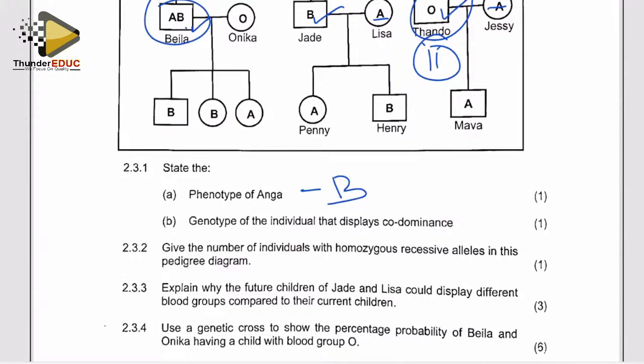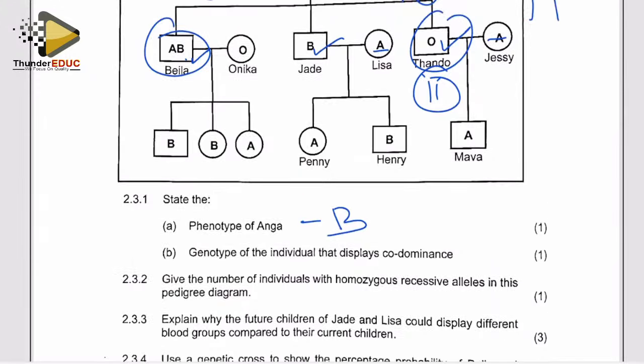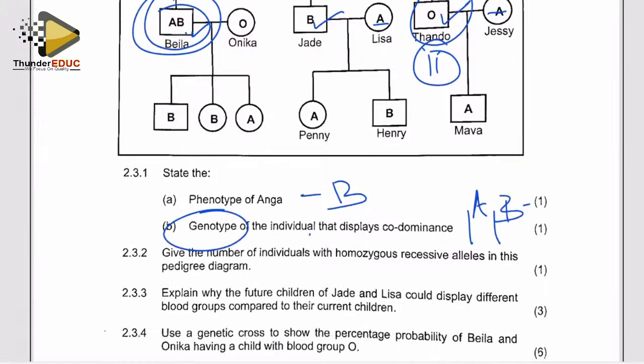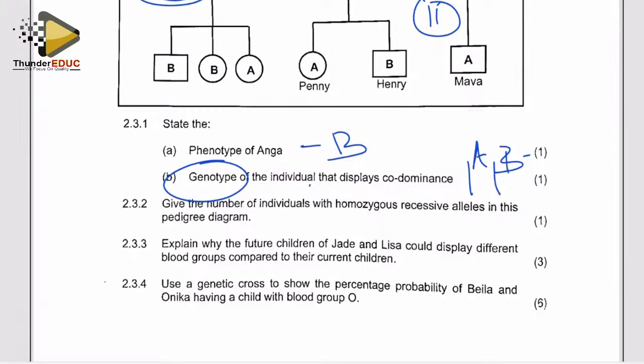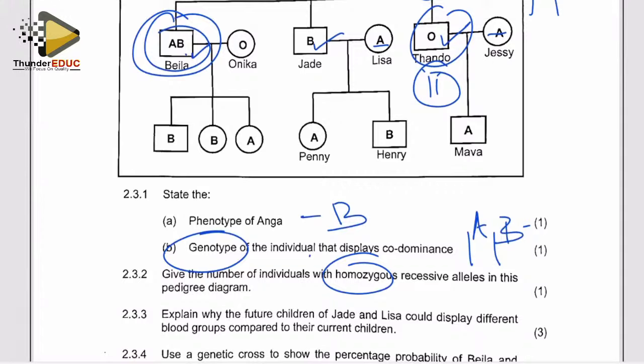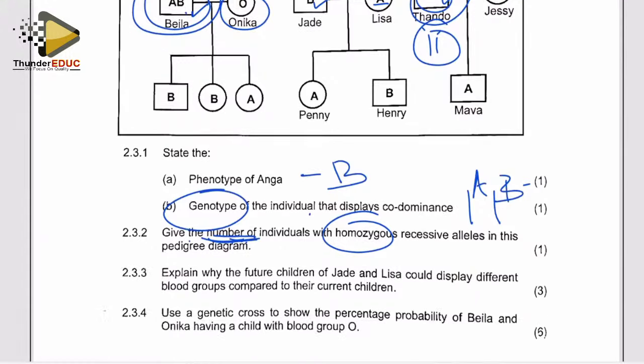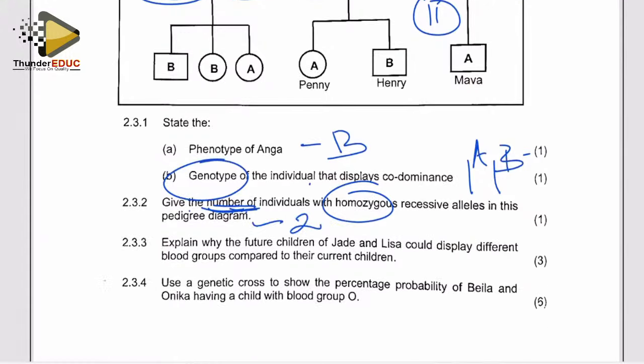Then the genotype of the individual that displays codominance, which is codominance, that is blood group AB. So definitely it's going to be A, B, because they're looking for the genotype. They're saying give the number of individuals with homozygous recessive alleles, that is blood group O. But they're saying give the number. How many are they? So it's 1, it's 2. So the answer to this question is going to be 2 of them.